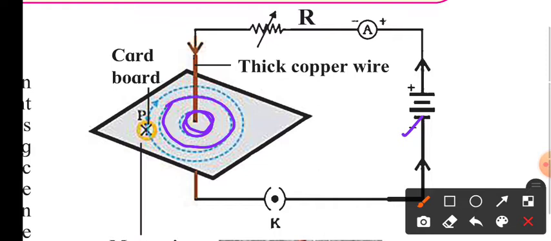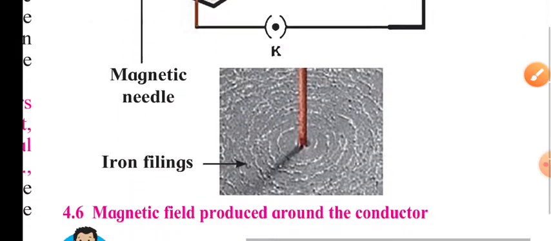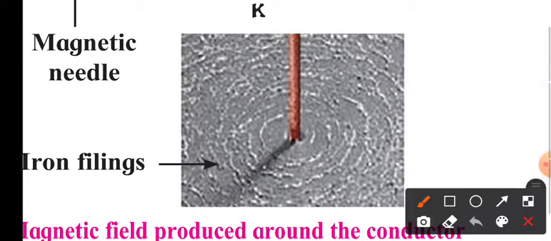That means at the beginning, before switching on the electrical circuit, we sprinkle the iron filings on the card sheet. After sprinkling, when we switch on the power supply and tap the card sheet from the corner, we find that the iron filings form concentric circles. Concentric circles are nothing but circles with the same center. Here you can consider this as the center, and you can see they are forming concentric circles.